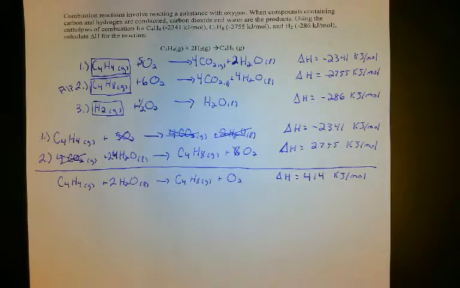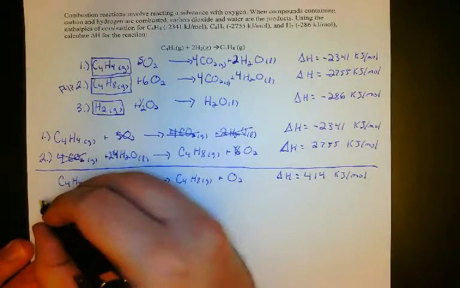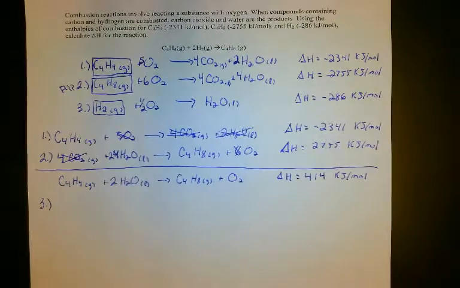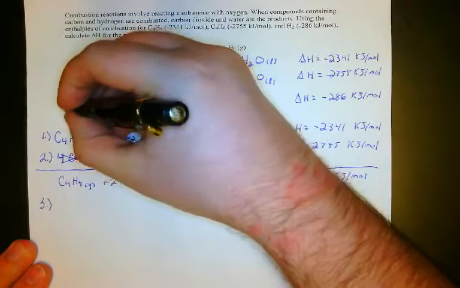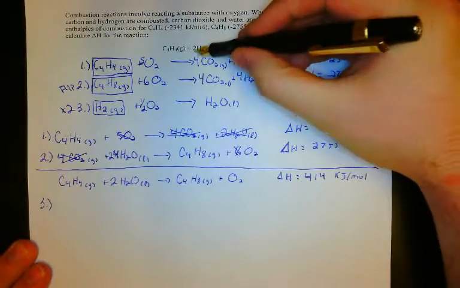All right, then we have to add step 3. What in step 3 do we need for our final answer? The H2. Do I have it in the right position? Yeah, it's a reactant. It needs to be a reactant, so I don't need to flip. However, do I have the right amount? No. So I need to take that entire reaction and multiply it by 2 because it needs to be 2H2 up top.